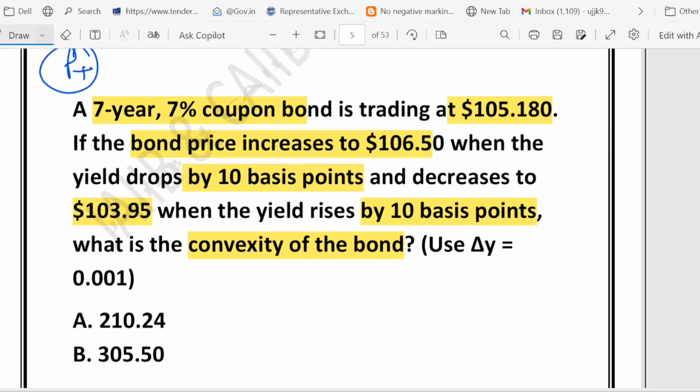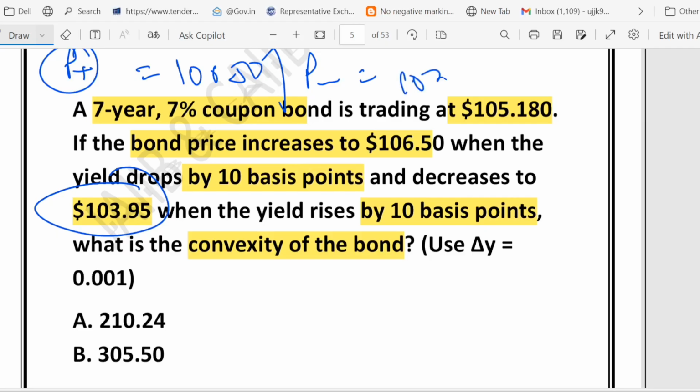So P plus means the price is rising, and price will rise when yield will fall. So what is the price when yield falls? P plus is 106.50. Now what is P minus? P minus indicates the decrement in the price. Obviously, when the yield will rise, price will decrease. And the price decreases to 103.95. This is P minus.